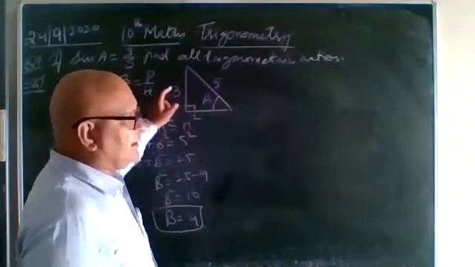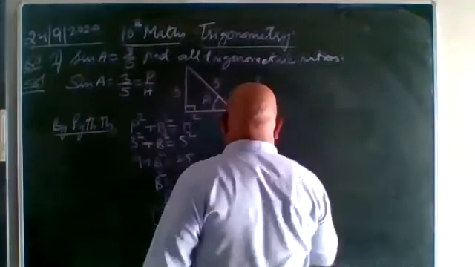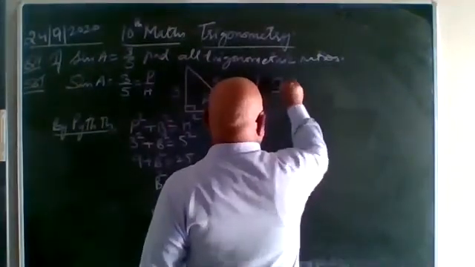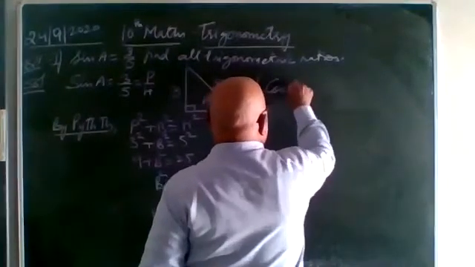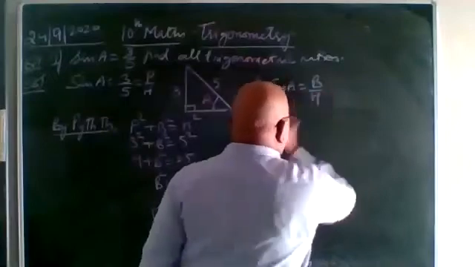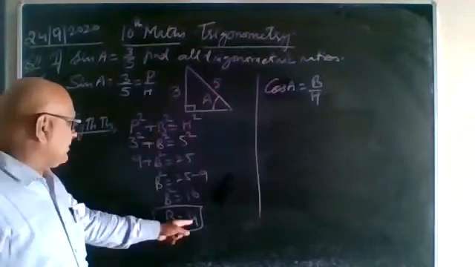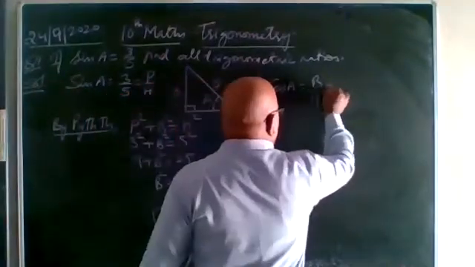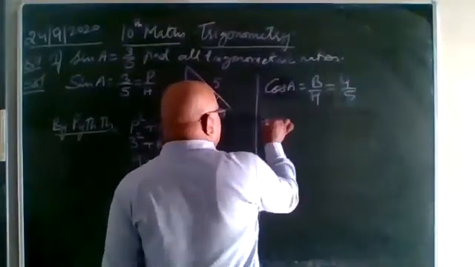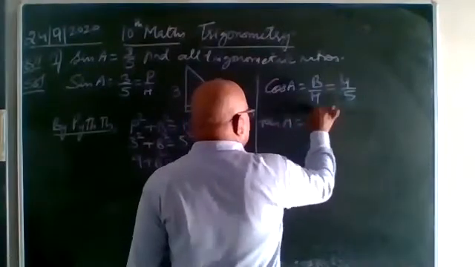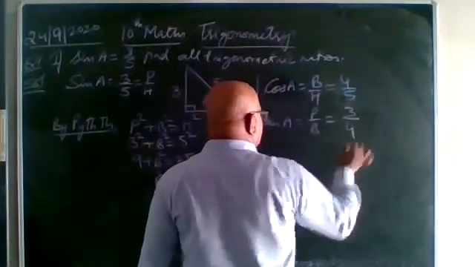Now b equal to 4. Once you have calculated b, you can find out all other trigonometric ratios also. Sin A is given. So what is cos A? Cos A is base upon hypotenuse. So base is 4, so you will say 4 upon 5. Now if I say tan A, some will say perpendicular upon base, that is perpendicular is 3, base is 4.